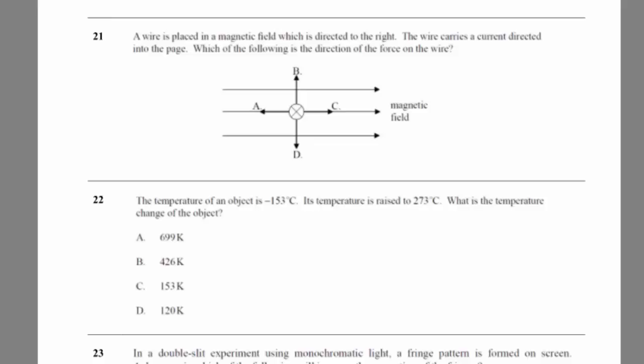Okay, so I use the slap rule. We have a conventional current directed into the page, so we point our thumb into the page. We point our fingers with the field. This is our right hand. So it's going to experience a force downwards, which is along D, which is there.